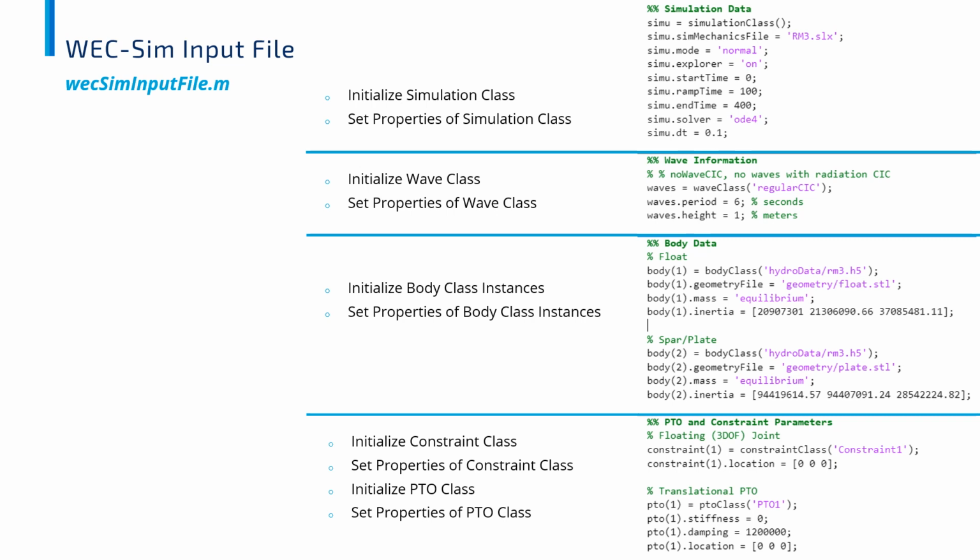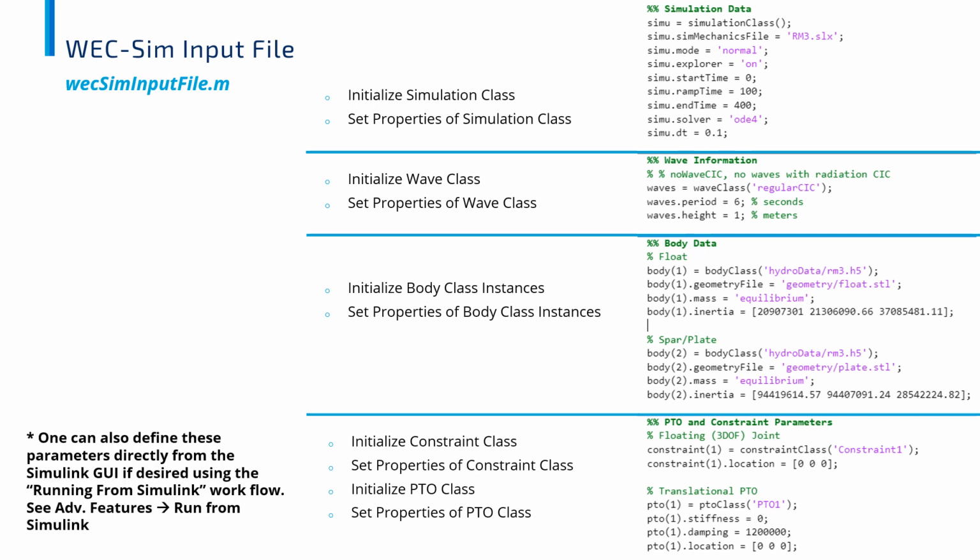Finally, we initialize the constraint and the power takeoff or PTO class, which constrains the body's motion in space relative to each other and relative to the global simulation reference frame. Note that that global simulation reference frame itself is actually initialized when the simulation class is initialized. And I'll note one more time, this method of specifying parameters is the default in the default workflow. If you'd wish to run from the Simulink graphical user interface, I refer you to the relevant advanced features documentation.